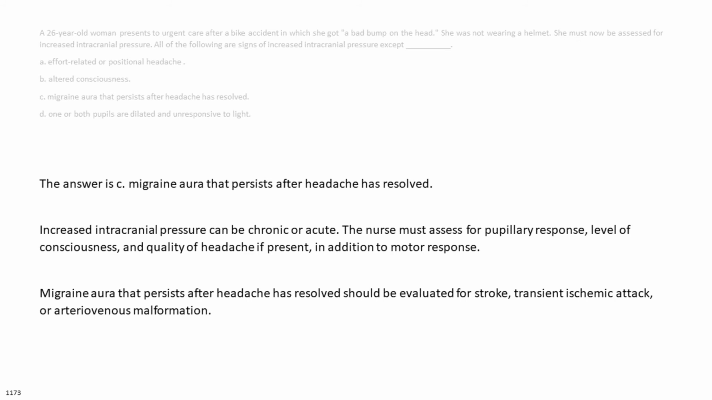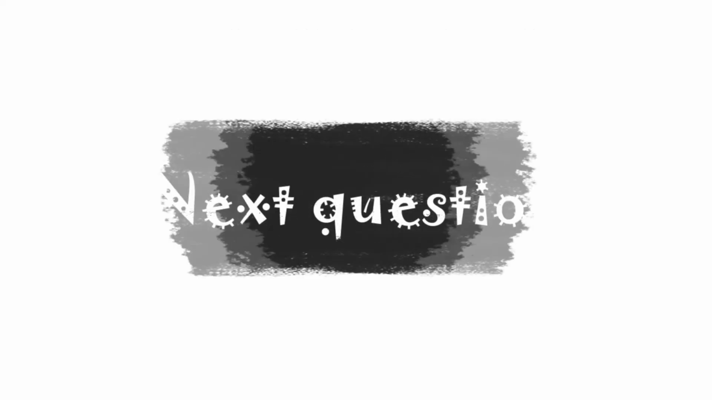The answer is C. Migraine aura that persists after headache has resolved. Increased intracranial pressure can be chronic or acute. The nurse must assess for pupillary response, level of consciousness, and quality of headache if present, in addition to motor response. Migraine aura that persists after headache has resolved should be evaluated for stroke, transient ischemic attack, or arteriovenous malformation.